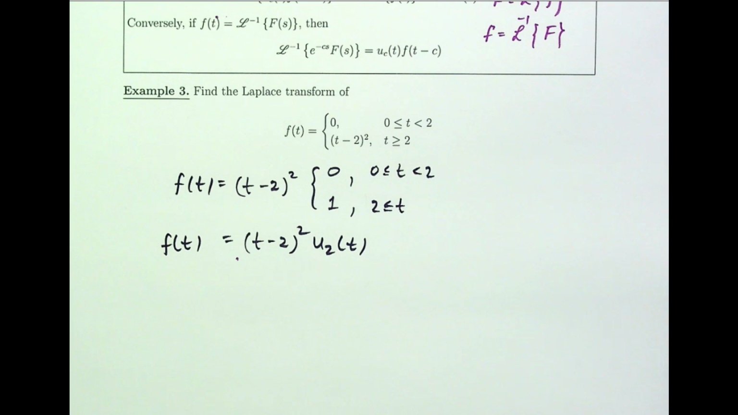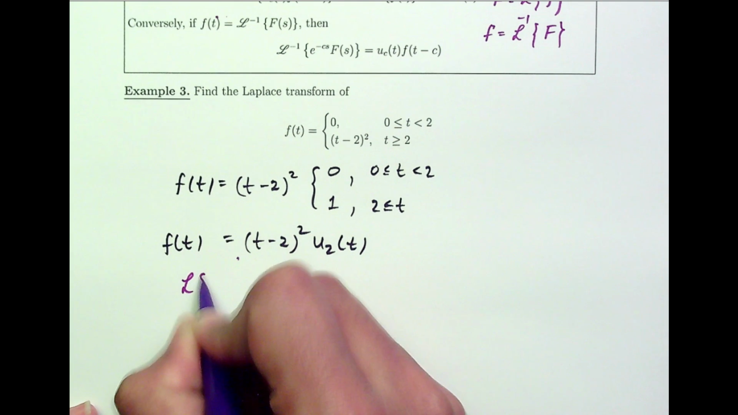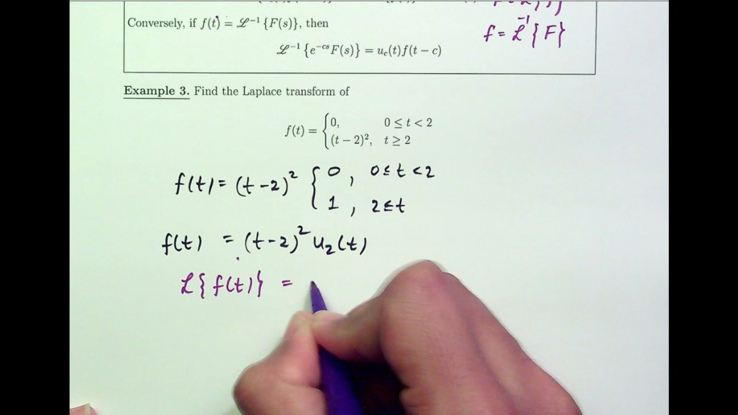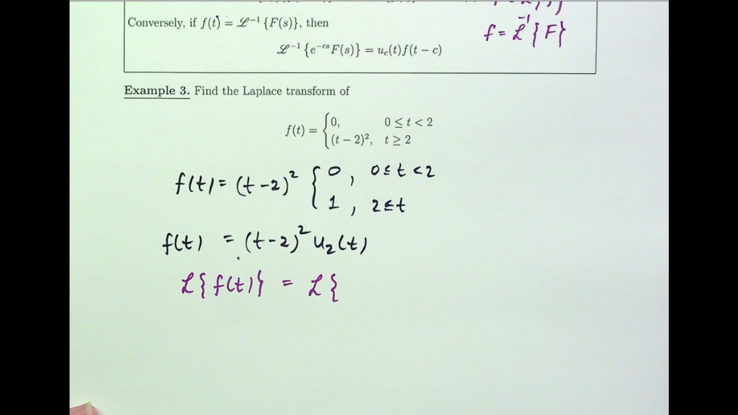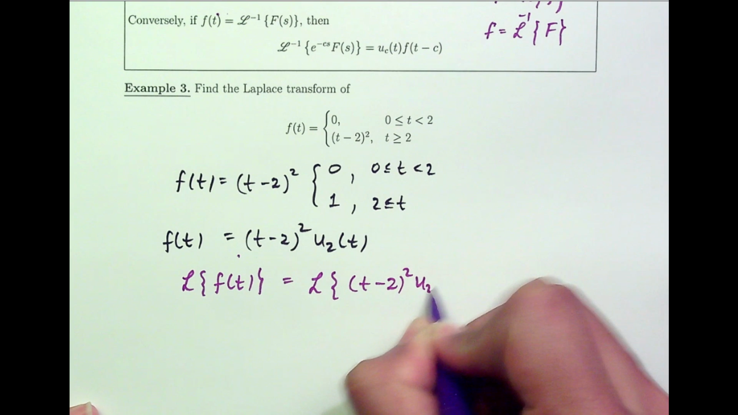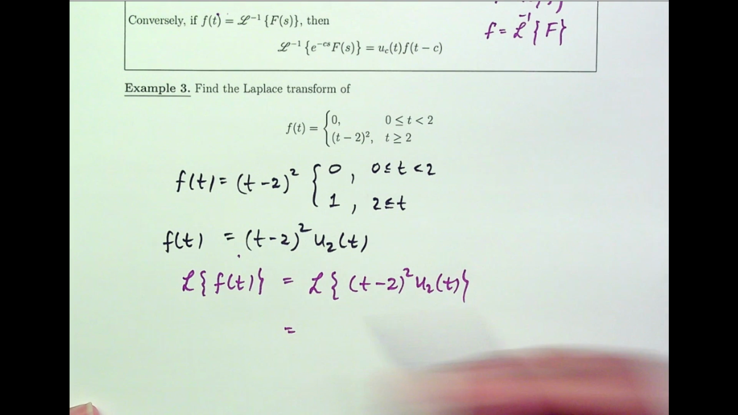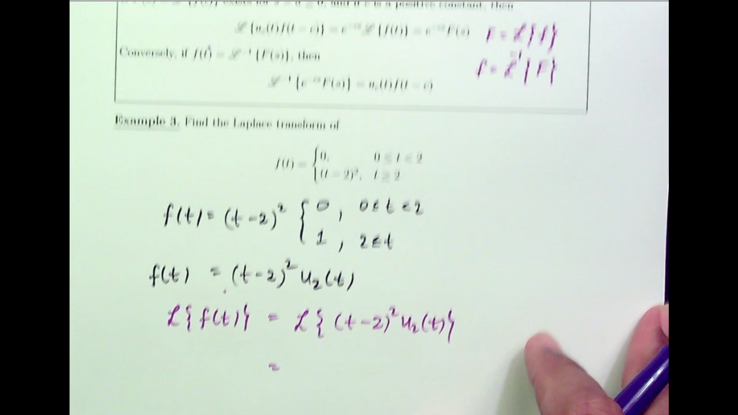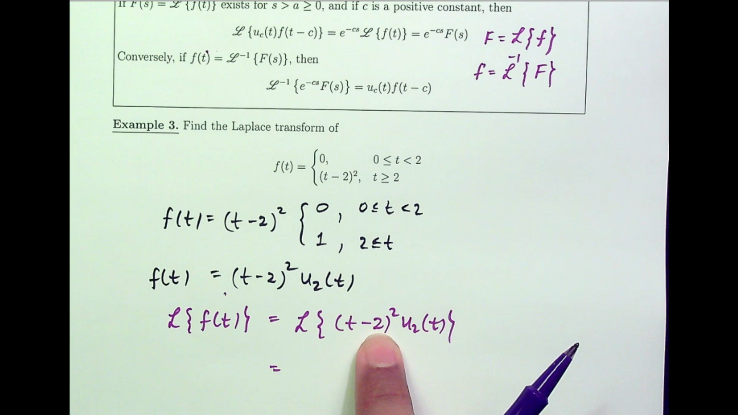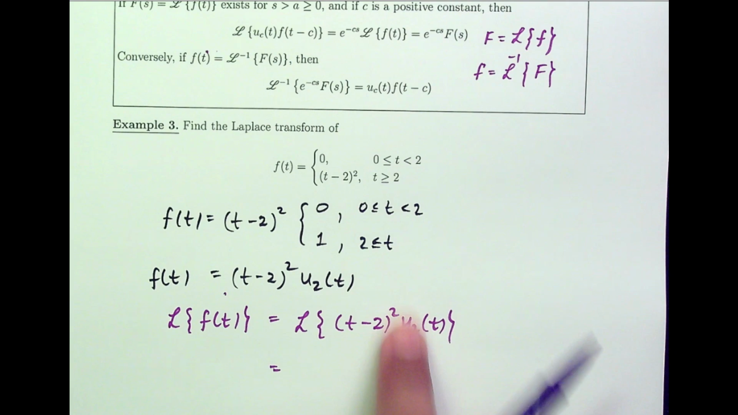And now you can take the Laplace transform of this. The Laplace transform of f of t equals the Laplace transform, well, I'm taking L on both sides, so this is equal to the Laplace transform of t minus 2 squared u2 of t. And according to this formula, which I can use because note that the number, the translation, and the little index match. They match perfectly, so I can use this.